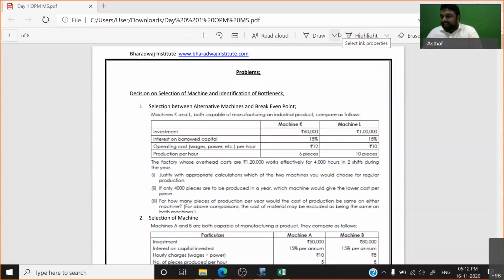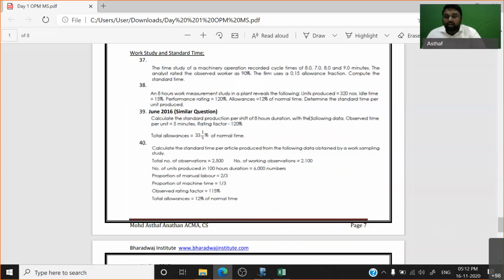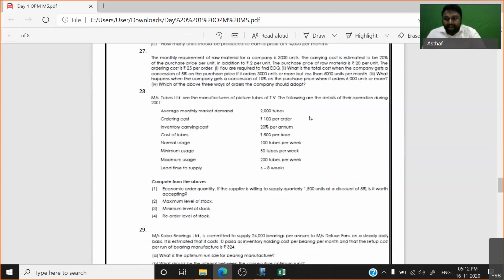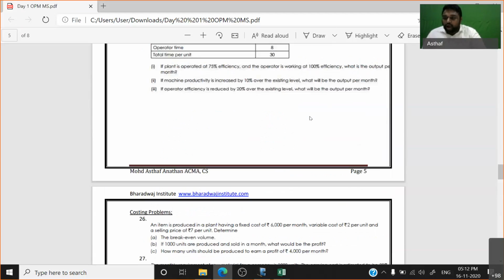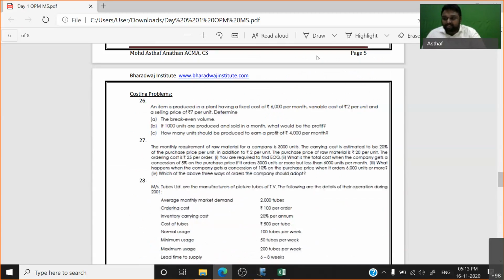So in the morning session, we started discussing how to make a selection of design, and we also started discussing replacement decision and capacity planning. Now here in the afternoon session, we're going to start discussing costing related problems.